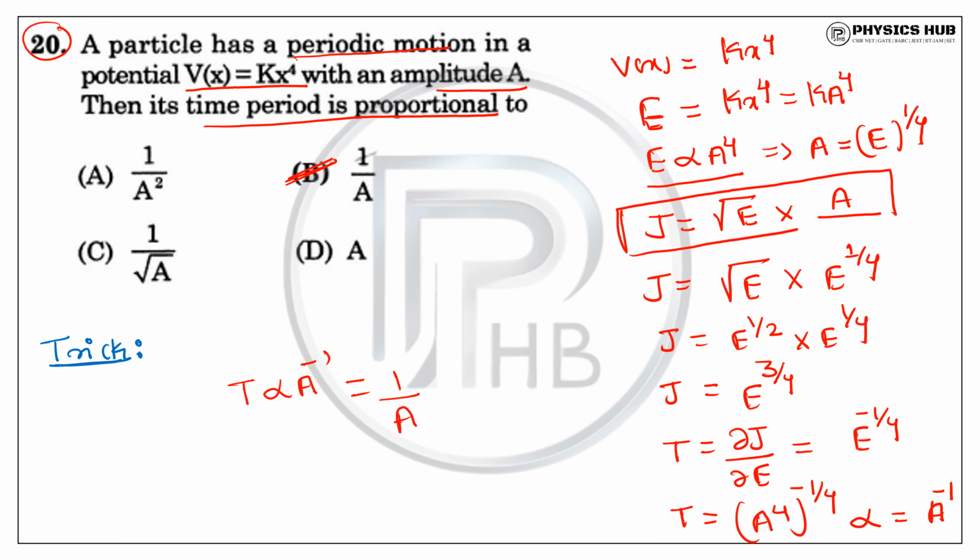Here a is the amplitude, so we substitute that. So J is equal to square root of E into E raised to 1 by 4. A raised to m into a raised to n is a raised to m plus n. That's why J is equal to E raised to 3 by 4. So T is equal to dou J by dou E, so we differentiate with respect to E. Here we will get E raised to minus 1 by 4. Here E is a raised to 4, so the 4 cancels, and we get amplitude inverse. So option B is the correct answer.